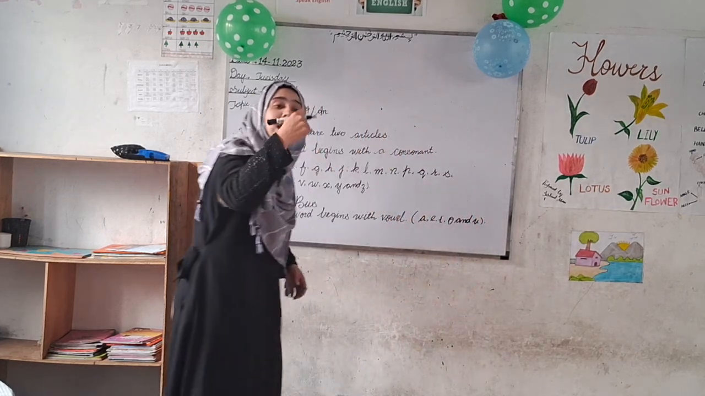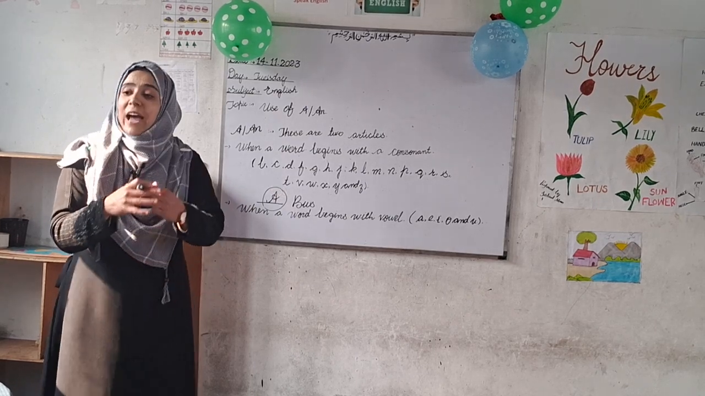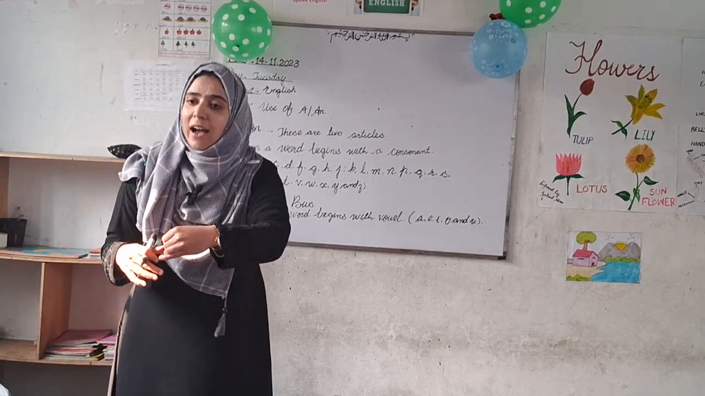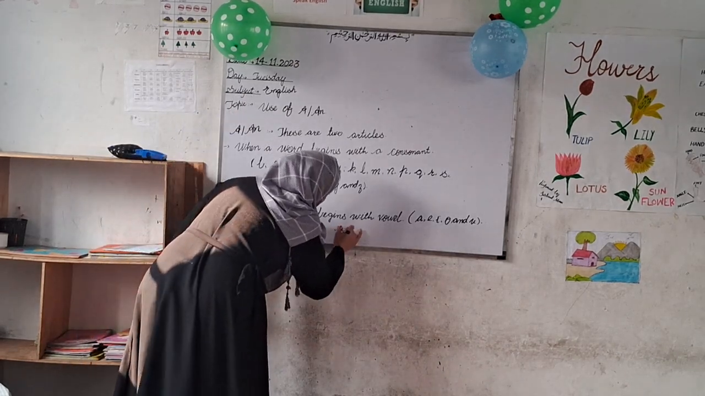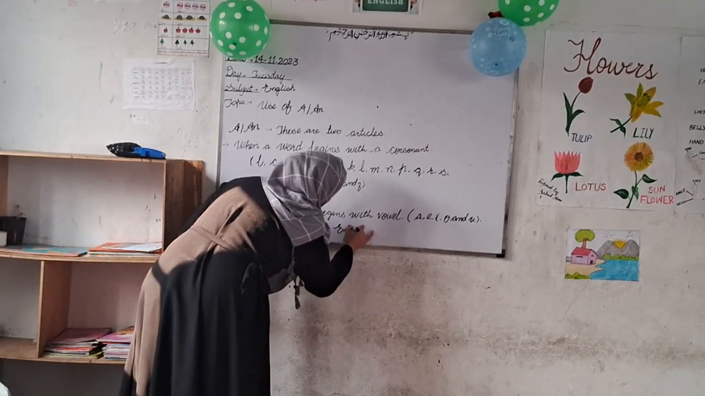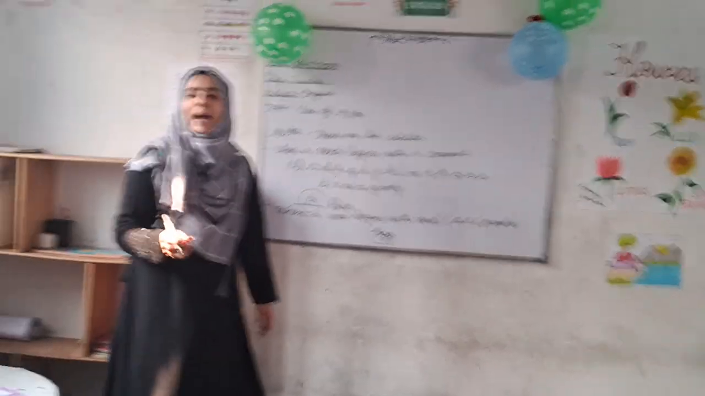At that time we always use article an before it. उस टाइम हम हमेशा आर्टिकल an का इस्तेमाल करते हैं. For example, I will write here egg. Stand up, Miss Zoya. What is the first letter of egg?